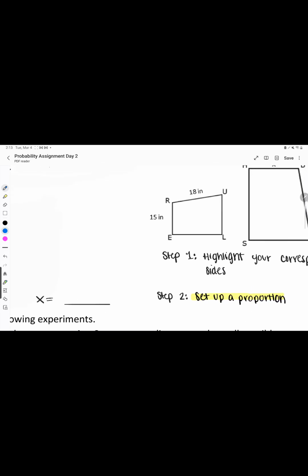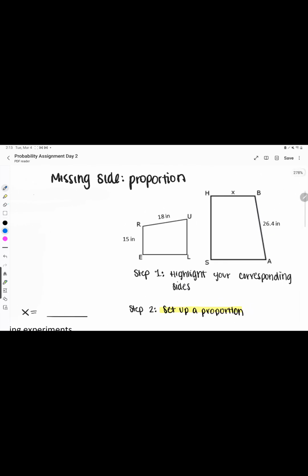Okay, now we're going to highlight our corresponding sides. So we know that RE corresponds with what? XB. Even though it's not in the same position, this shape has turned this direction, and so we have to look at the way it's turned. If you look, 15 is the shortest side on this trapezoid over here, so over here it's also going to be the shortest side.